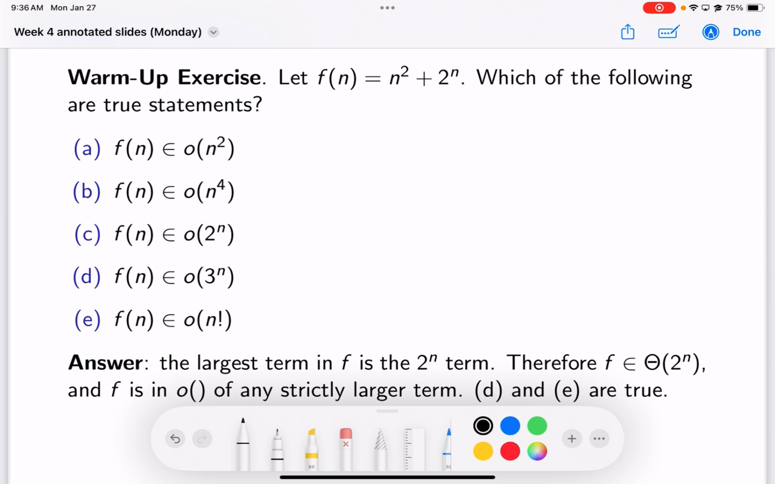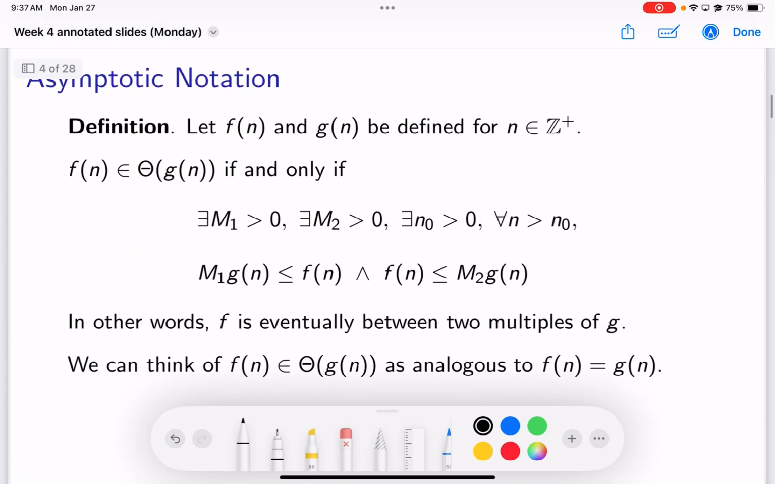More of these. Do we need to do this? I don't think this is very useful without knowing what little o really is. Okay. Big theta, equality.